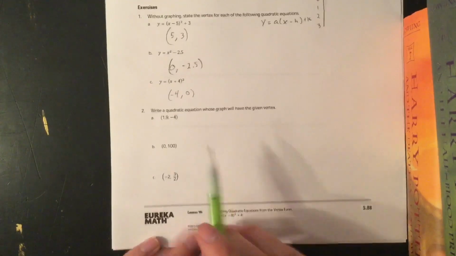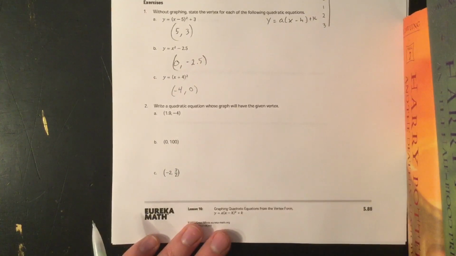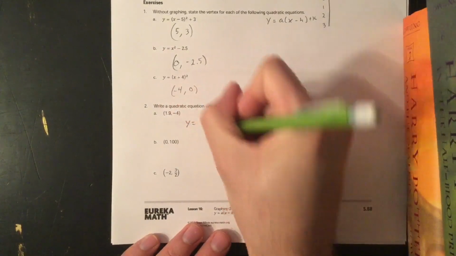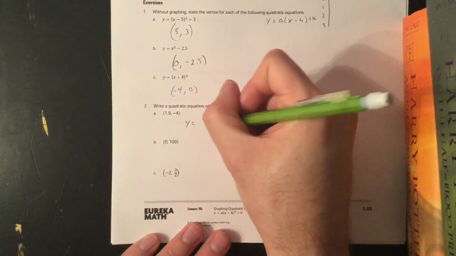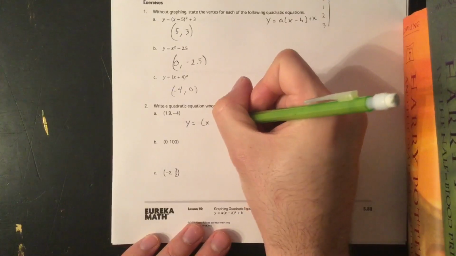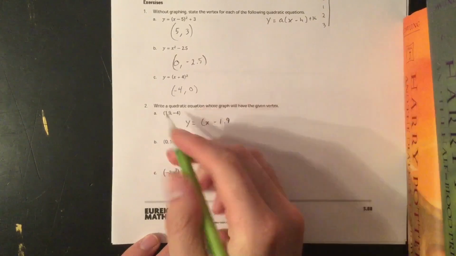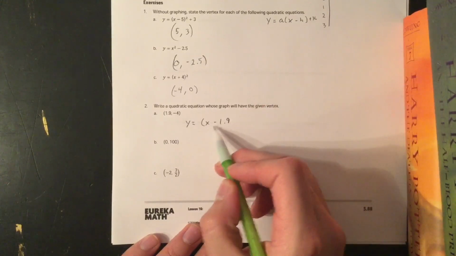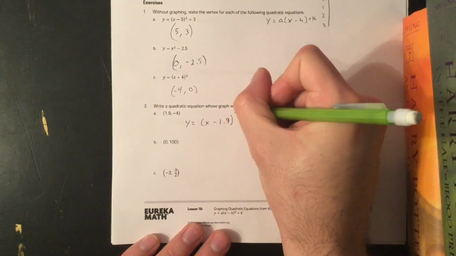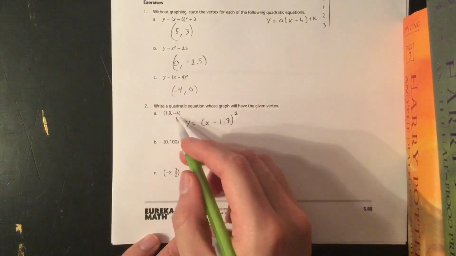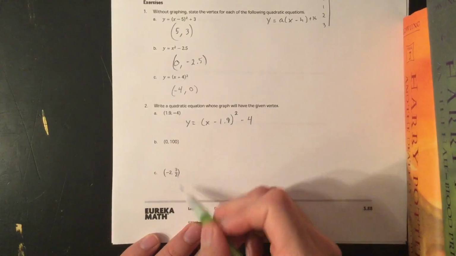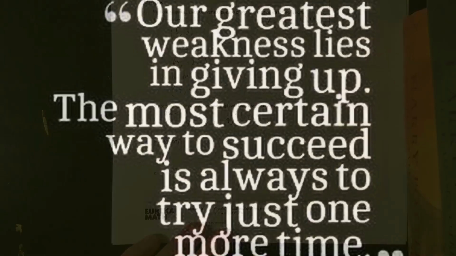Then the next part: write a quadratic equation whose graph will have the given vertex. This one is actually a fairly simple process. It's going to be y equals, and we can just do x minus 1.9. You're going to take this, you have the negative in front with the negative h. So x minus 1.9 squared, and then this negative 4, we just stick that on the outside. It's as simple as that. All I want you to do is try doing it with the next ones for B and C, and then come back.